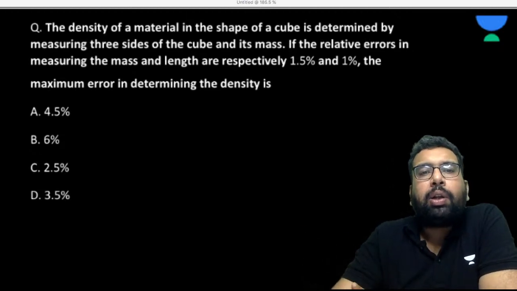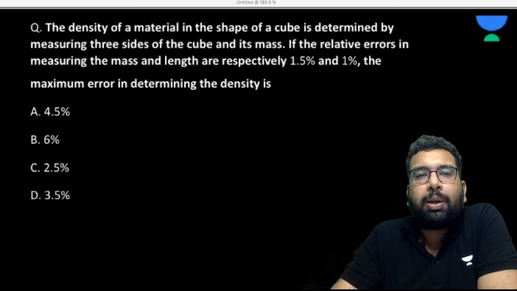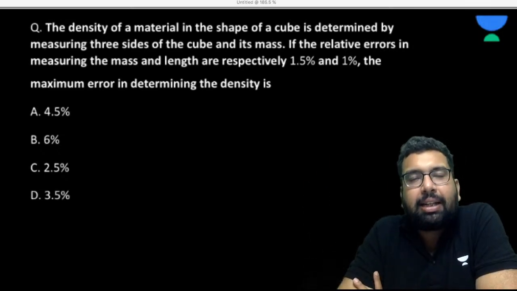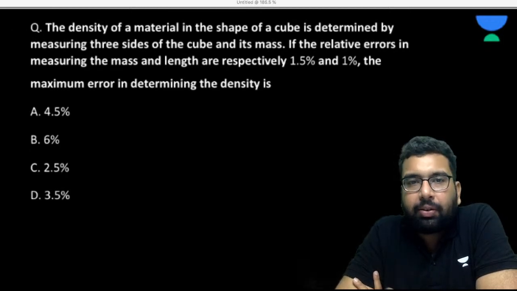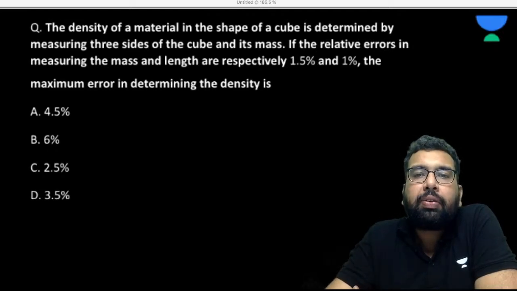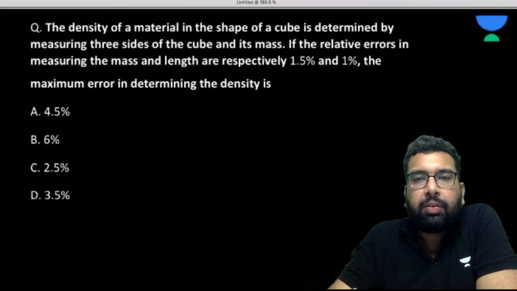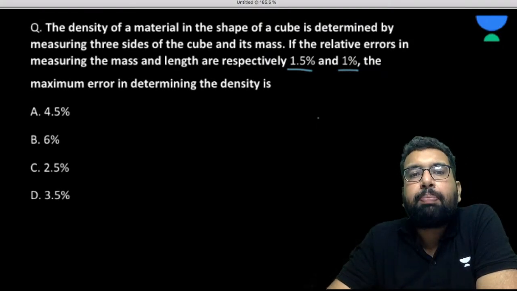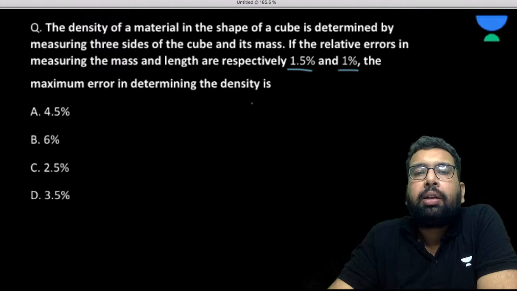Don't worry. Now, the density of a material in the shape of a cube is determined by measuring 3 sides of the cube and its mass. This is something new. We always know density is mass per unit volume, right? Now, to get the volume, we must measure the 3 sides of the cube. If the relative errors in measuring the mass and length are respectively 1.5% and 1%, sorry, not 3%, it is 1.5% and 1%, the maximum error in determining the density is.